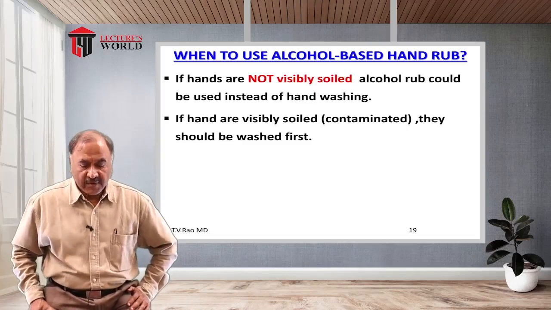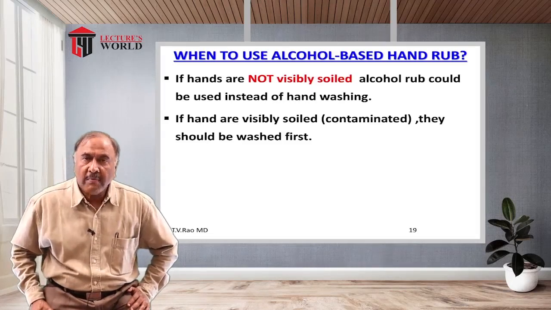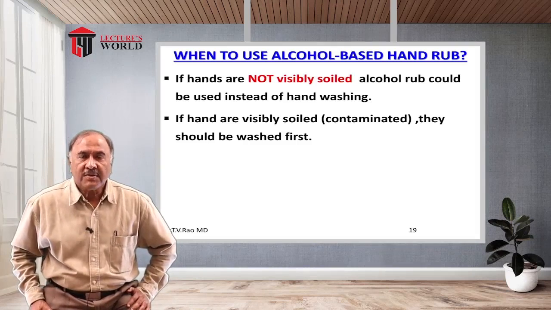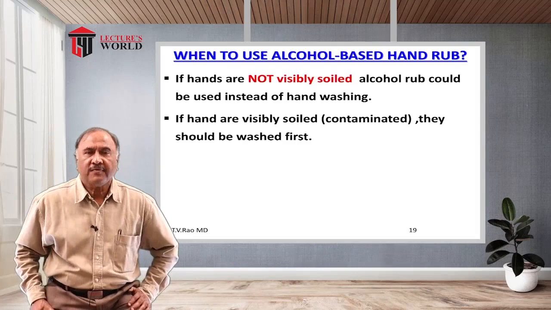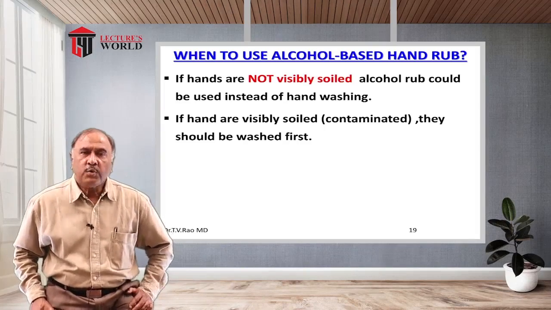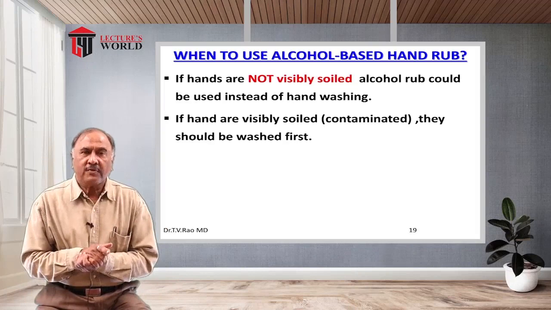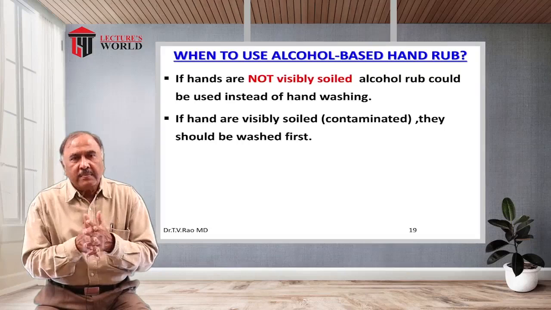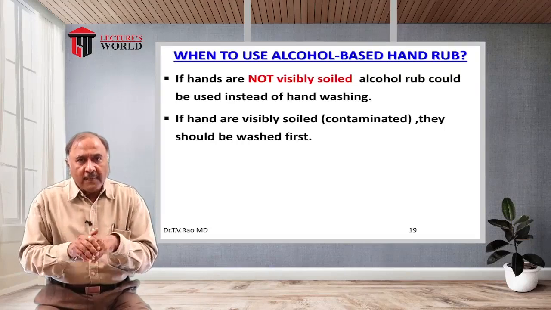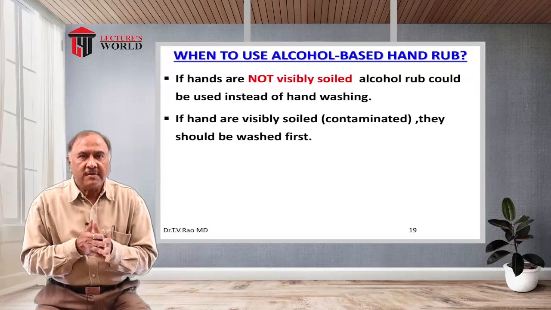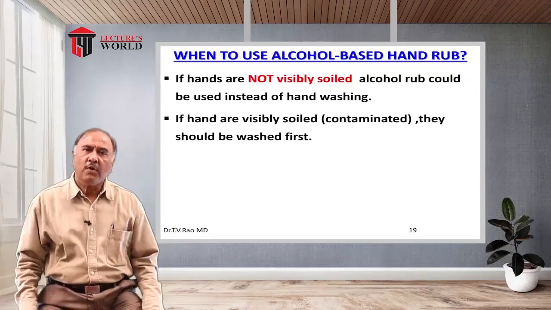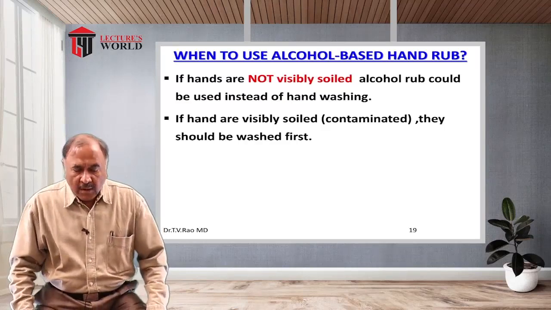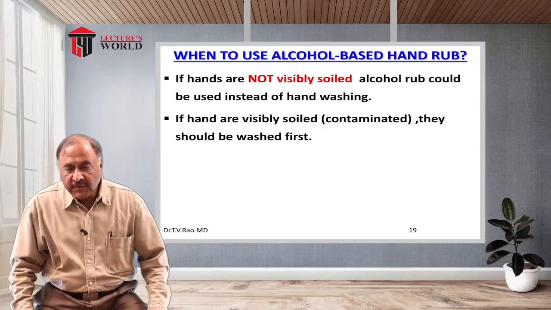Now next is when to use alcohol based hand rub. What are rubs? Rubs are something which are to be rubbed on the skin surface, on the palm, in the hands. So you take a few drops, a few ml of that solution, and you rub it thoroughly on the palm, on the forearm, in the interspaces of your fingers as well as your thumbs. So you can use alcohol based hand rubs.